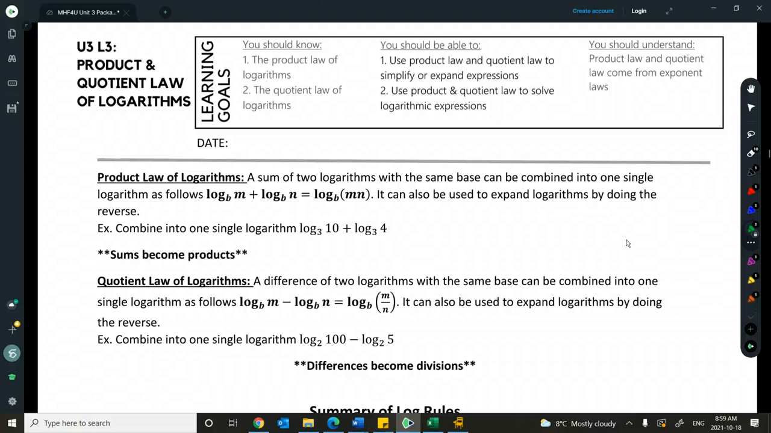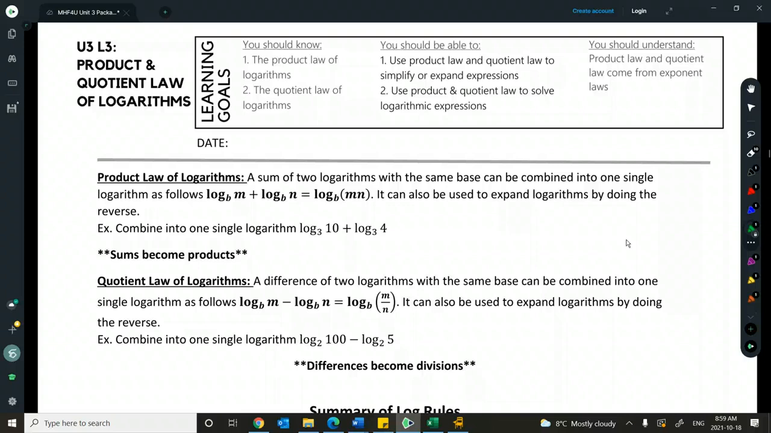So today we're going to talk about the last two logarithm laws, and they are product rule and quotient rule, or product law, quotient law. And product rule basically says that if I have a sum of two logarithms with the same base, so notice that we have log base b of m plus log base b of n, so those bases have to be the same. I can actually express this as a single logarithm with the same base, and I can multiply what's inside the logarithm, so m and n in this case.